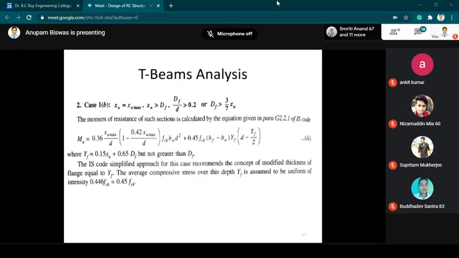The IS code recommends a simplified approach. Instead of going for any complicacy of introducing the parabolic section, a simple equation is provided by just replacing Df with the value of Yf, and instead of taking 0.446 FCK, the value 0.45 FCK is considered for the calculation of segment 2 of the flange part. Okay, I hope all this is clear. Up to here, it is clear to everyone. If you want me to repeat any portion, I can repeat.